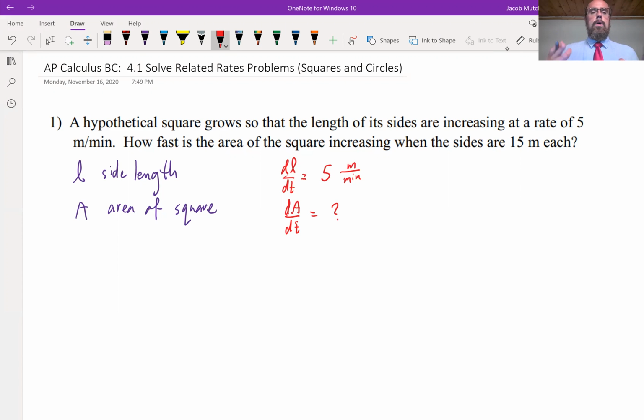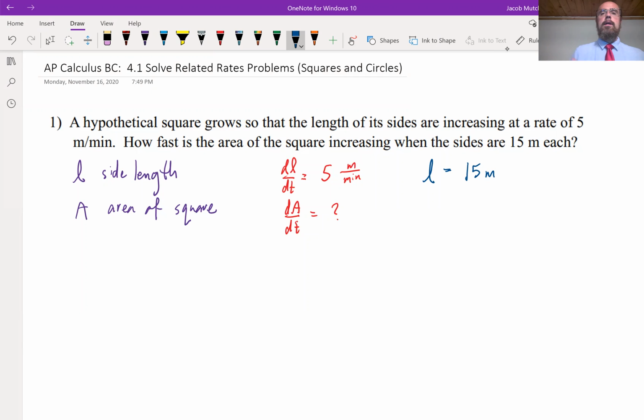I'm also given one detailed piece of information. I'm told that the length of the sides that I'm interested in is 15 meters each. So I should mark that as well. That's a specific length that's given within the scenario. And really it's at that instant that we want to come up with what is the rate of the area as it's growing.